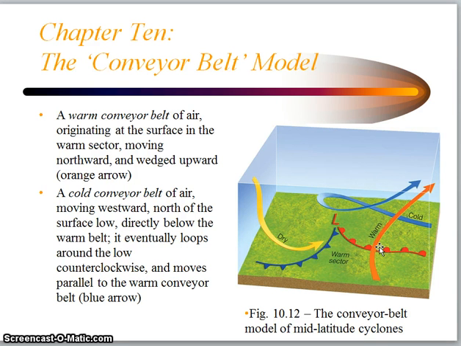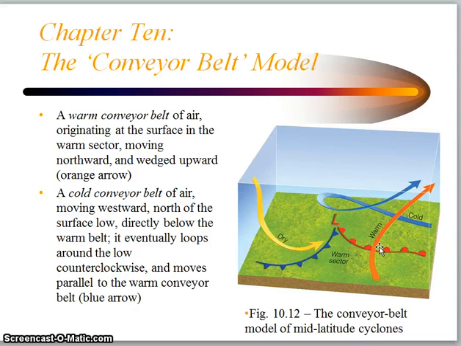Now, we've been talking so far in all of Chapter 10 about the polar front model, or the Norwegian theory as it's often referred to, of mid-latitude cyclone development. We're going to change gears a little bit now and talk about a different theory called the conveyor belt model, which often is another way of explaining how these things work. You have a warm conveyor belt of air in the northern hemisphere, typically up from the south. That moves northward and it's wedged upward. That's the orange arrow that you see there. You have a cold conveyor belt of air which comes in from the east and then wraps around the top of the surface low and then goes back out in the same direction it came from, pretty much.